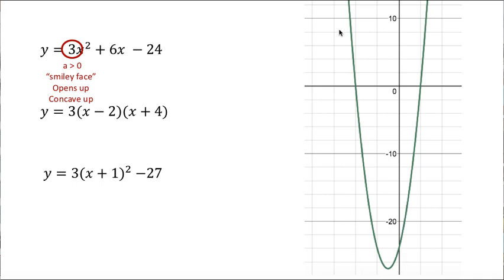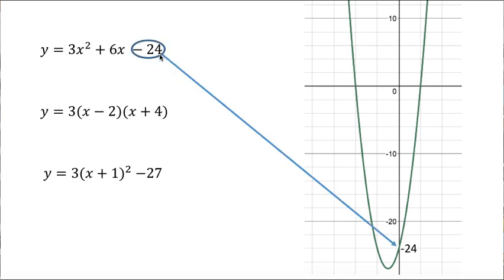It's going to be a smiley face, or it opens up, meaning as you go up the graph it gets wider apart, also called concave up. If you go into the cave, you're going on the upside. Okay, concave up, opens up, smiley face, if this first number is a positive number. We'll get back to this b in a minute, but the c here tells you the y-intercept.